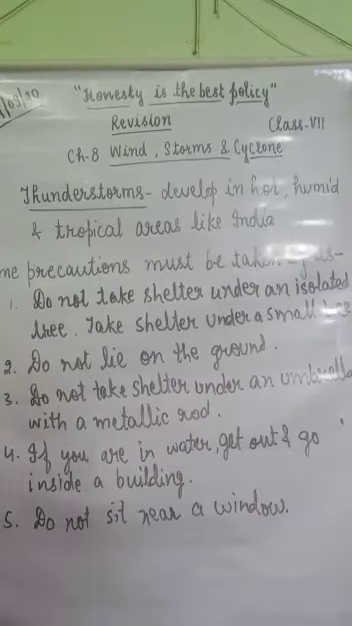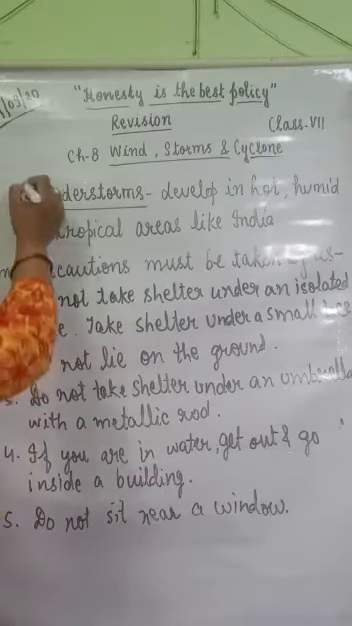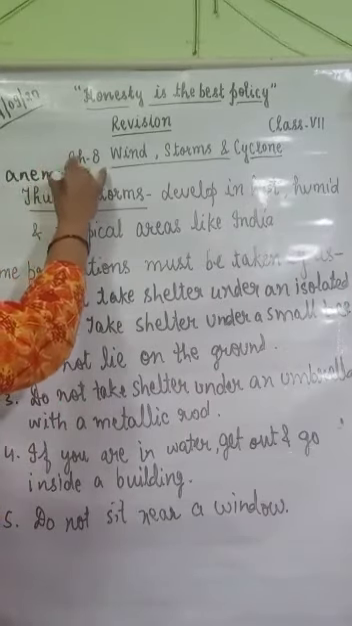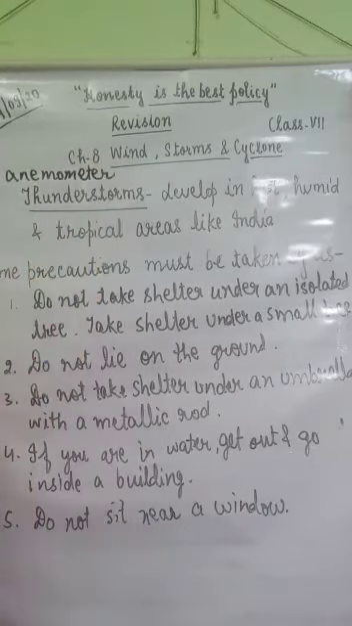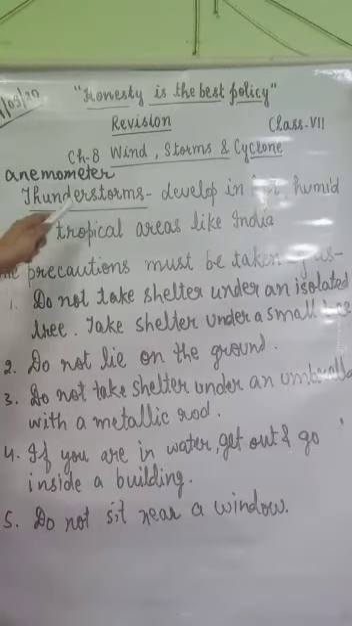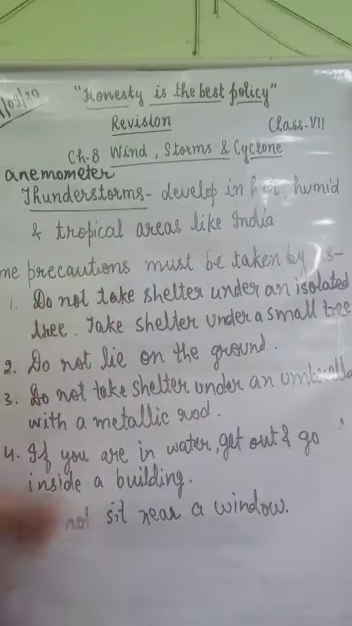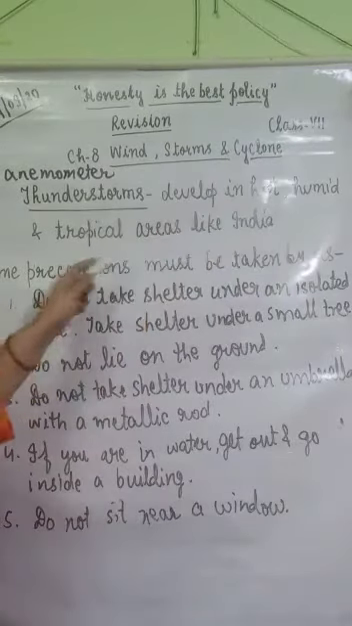If wind speed is very high, it causes storms, and wind speed is measured with the help of an instrument called anemometer. Anemometer is an instrument which is used to check the speed of wind. So when high speed wind moves, it causes thunderstorms. It develops in hot, humid and tropical areas. So for thunderstorm, which conditions are required? Hot, humid and tropical areas.